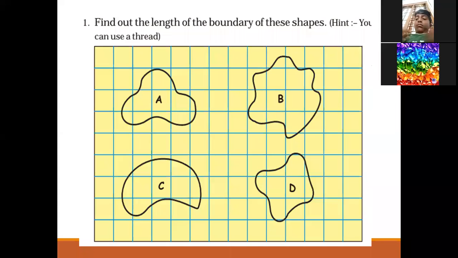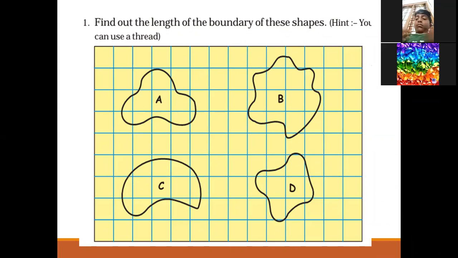So this slide I am going to share with you. Take the printout, or you can copy this. Or if you want, you can draw any shape of your choice. If there is no facility of going out and taking a printout, don't waste your time and money. Take a white paper, draw any shape of your choice, a zigzag shape. Put the thread along the boundary, find the length of the boundary and let me know. That is the activity I'm giving as homework.